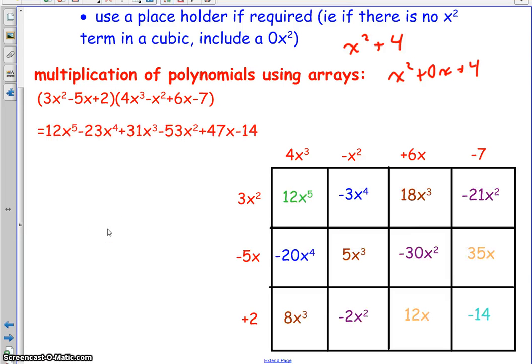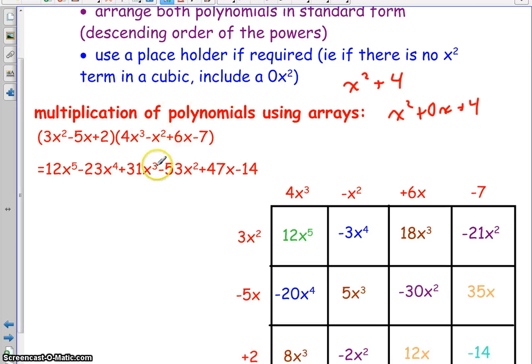Okay, so you can take a look at the answers here. Check every box in your array to make sure it's been multiplied through correctly. They haven't made any mistakes with the multiplication or with the exponents. So once everything's all done, remember you want to try and collect your like terms together. So there was no placeholders required here because every term in the polynomial is there.